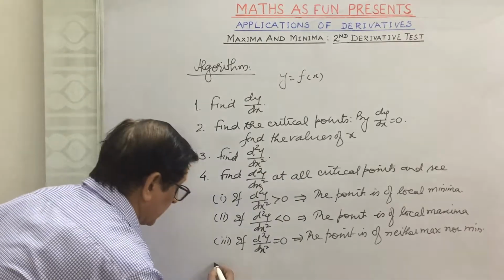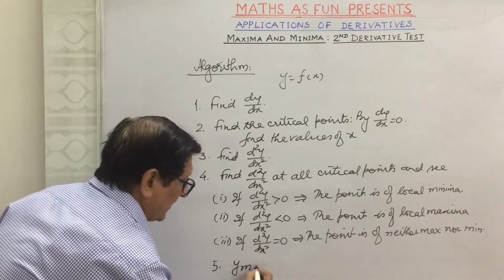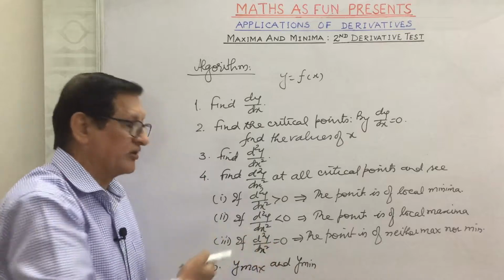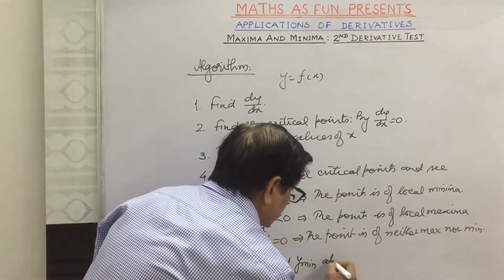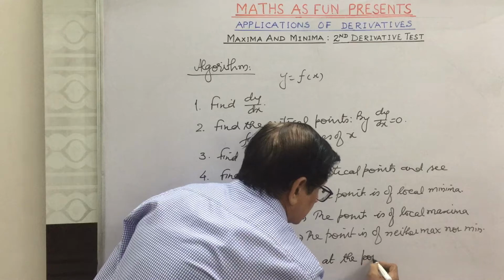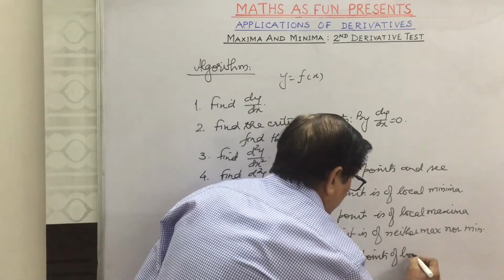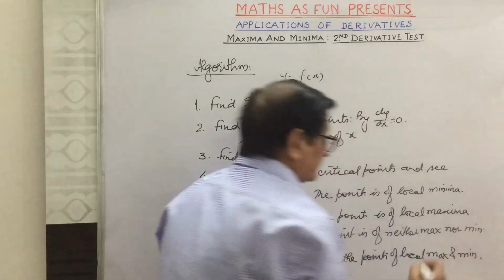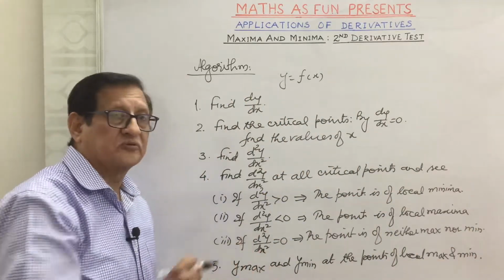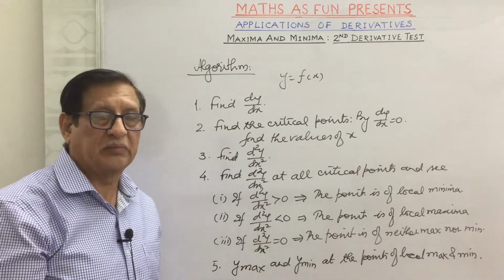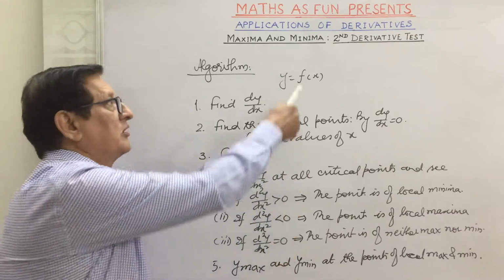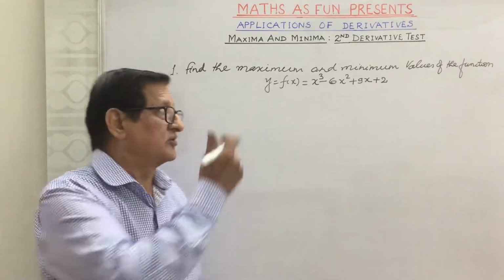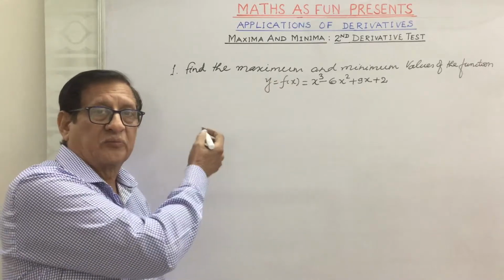And the last step is to find y maxima and y minima, that is the maximum and minimum values of y at the points of local maxima and minima. If we follow these steps, then we can find out the maximum and minimum values of the function by using the second derivative test. For the application of this test, let's take some problems.